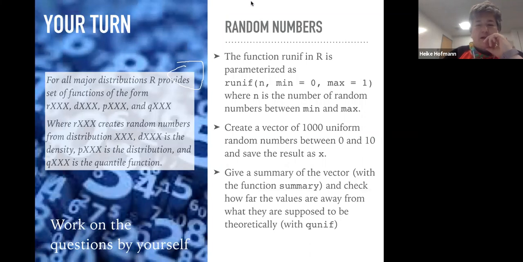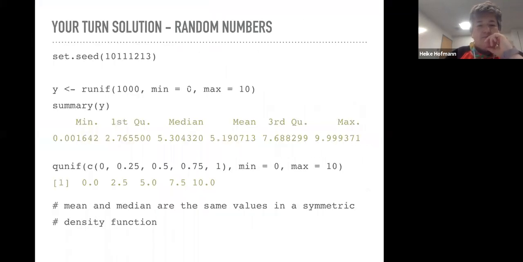Okay, how did that go? We can have a look at these functions. I set a seed again, so if you're using a different seed, you'll probably get different answers. If you set the same seed and you run this code, you will get the same answers. That's why I'm always reporting the seed whenever I'm using random numbers. So we're setting up a vector of random uniform values, 1,000 of them, with a minimum of 0 and a maximum of 10.